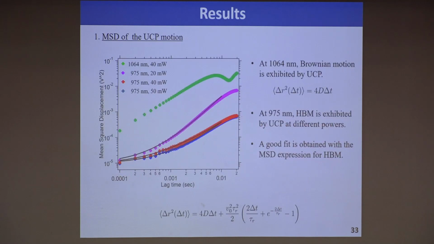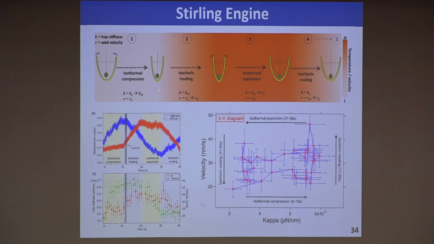So we use that, and we calculated the MSD. We see an active behavior here, and this does not happen at a frequency which is not 975. 1064 nanometers will not give it this kind of behavior. It gives a straight line instead, this kind of diffusive. So you can see we can get from the active to the diffusive just by changing the wavelength. So using that, we sort of generated a Stirling engine.